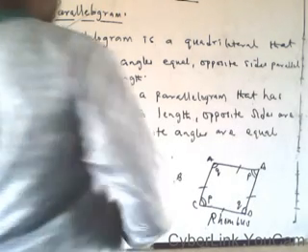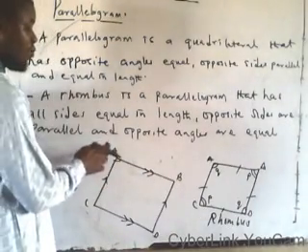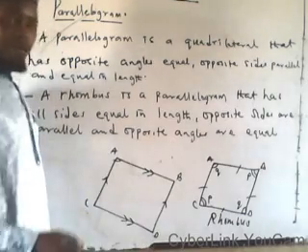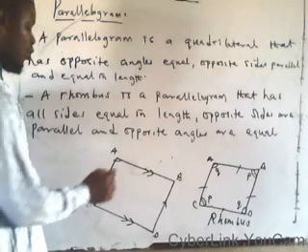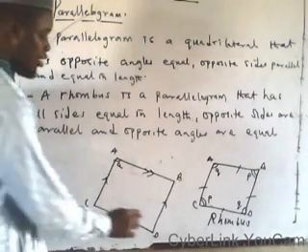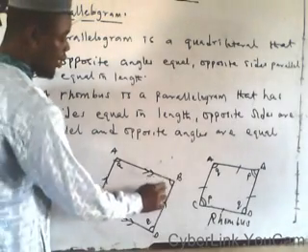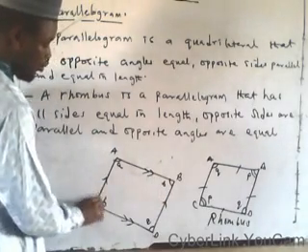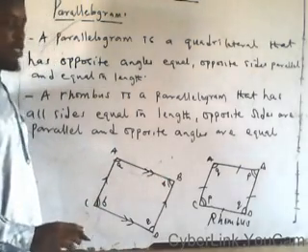Now look at this. This is your parallelogram. We have parallelogram ABCD, and we are saying that the opposite angles are equal. If this angle is angle A, this one also becomes angle A. If this angle is angle B, this one also becomes angle B. That is what it means to have opposite angles equal.